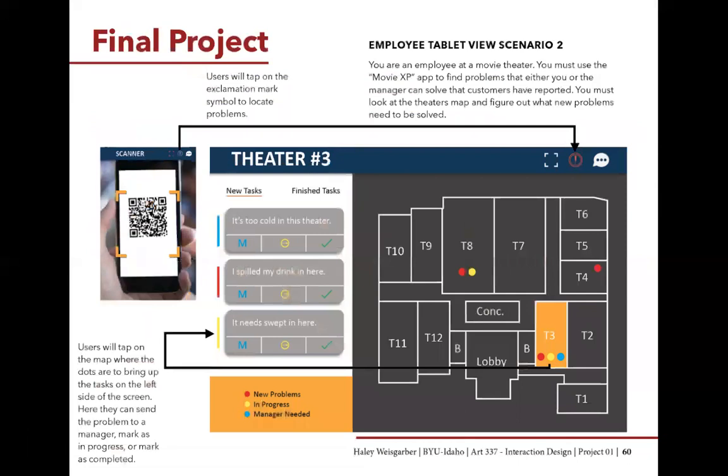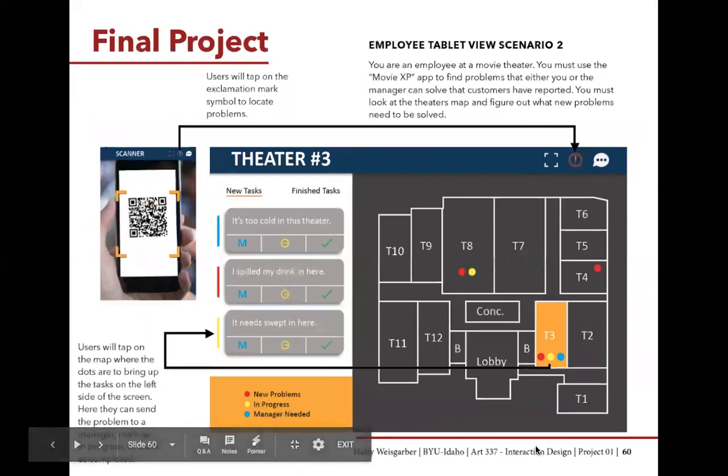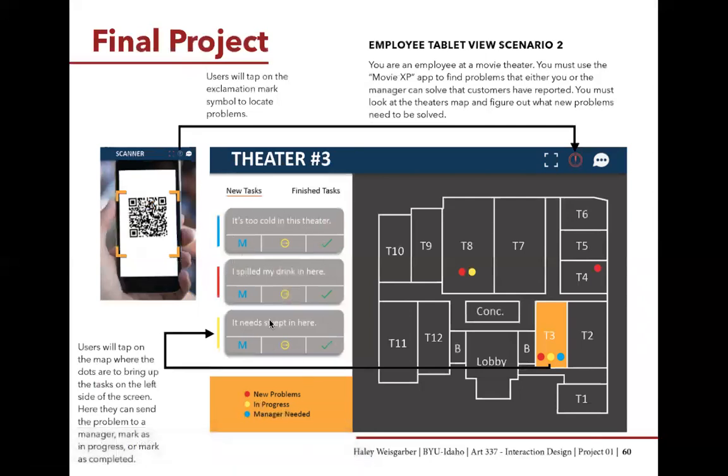And then the second scenario is that employees would click on this problems, this thing right here, and it would come up with this screen, and the employee would be able to click on a theater that has these little dots in it that are either new problems, in progress, or managers needed, and those problems would pop up here.